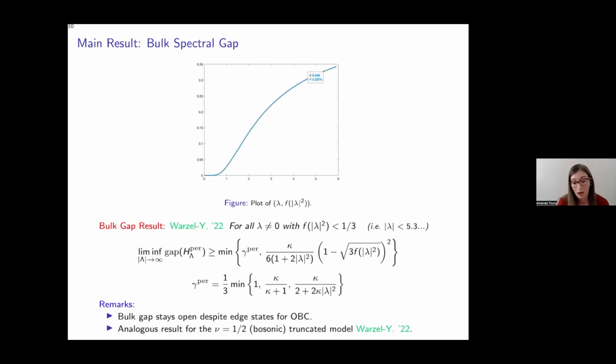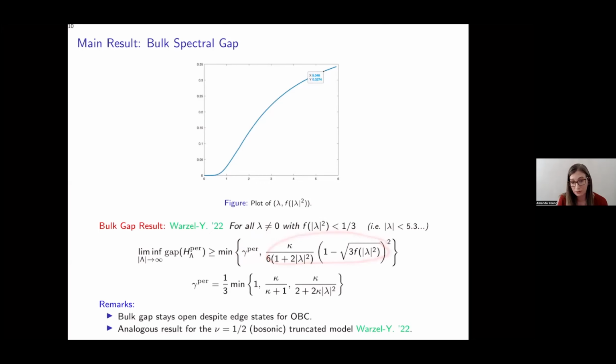And then this is our main result. We were able to show that for all non-zero values of the parameter lambda in the Hamiltonian such that, when you plug them into a function, the absolute modulus of lambda squared is less than 1/3. In particular, this is where this number 5.3 came from. You can get a uniform lower bound on the spectral gap for the model with periodic boundary conditions that is robustly order 1 in the parameter lambda. So it's bounded from below by a minimum of 2 constants. The one is this gamma pair, and the other is this constant that's given in terms of this function f.